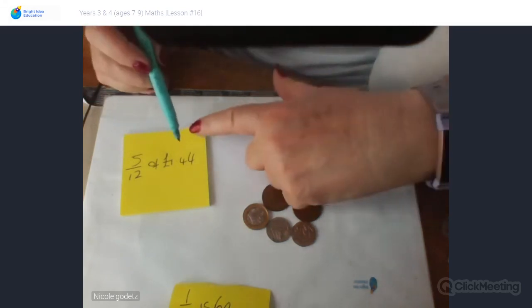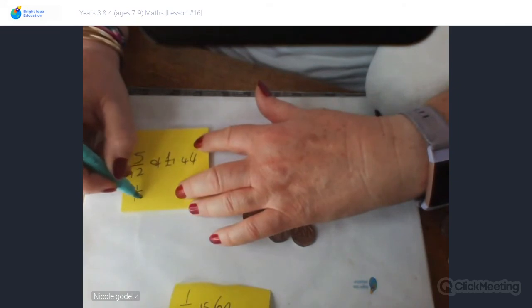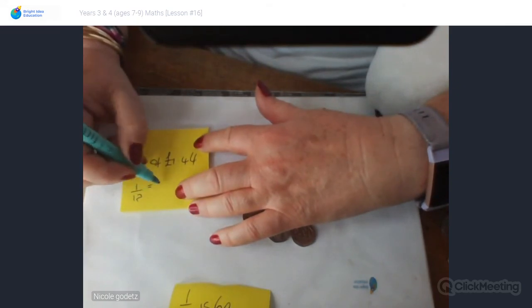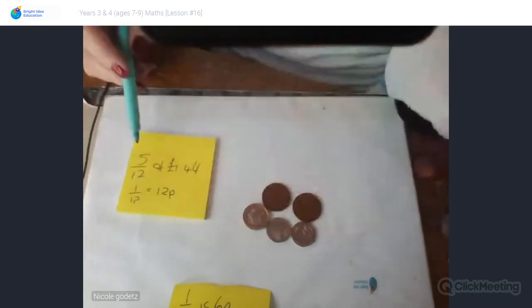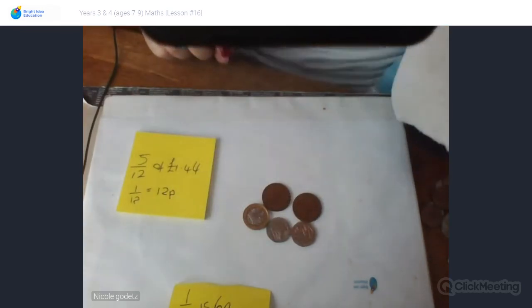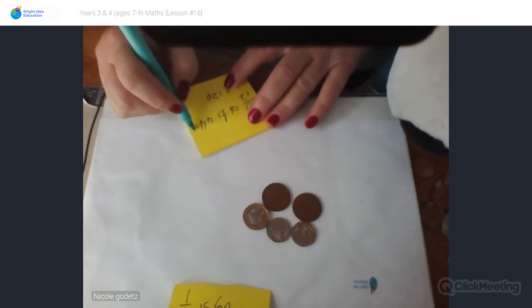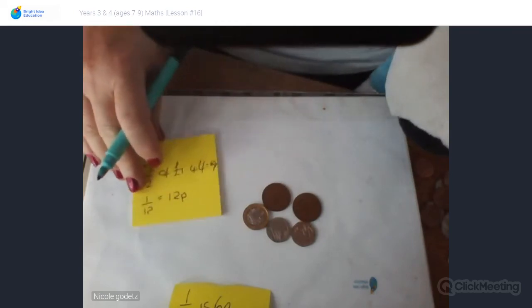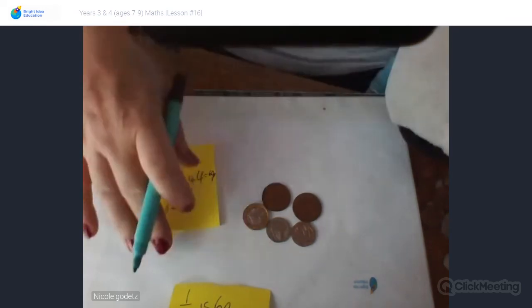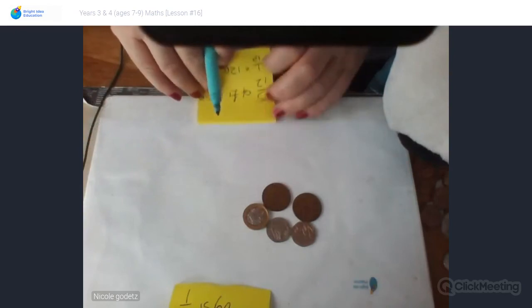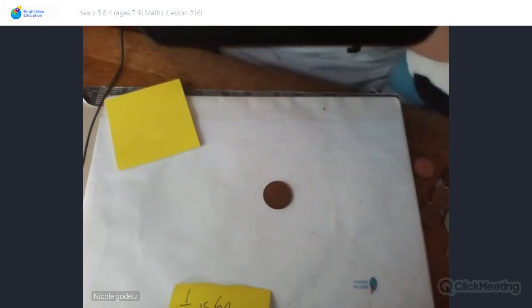So 1/12 of this is 12, because 12 12s are 144. So 1/12 of 144 is 12 pence. So what is 5 of them? 5 12s are 60. So 5/12 of 144 is 60 pence. So work out what the unit fraction is, and then you can work out what you are being asked for if it is a non-unit fraction.